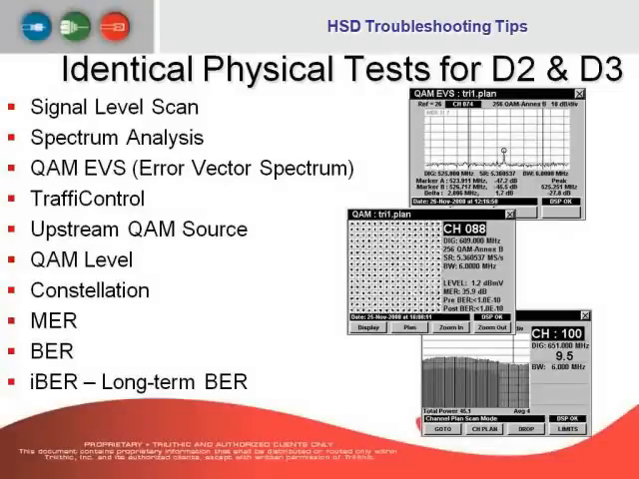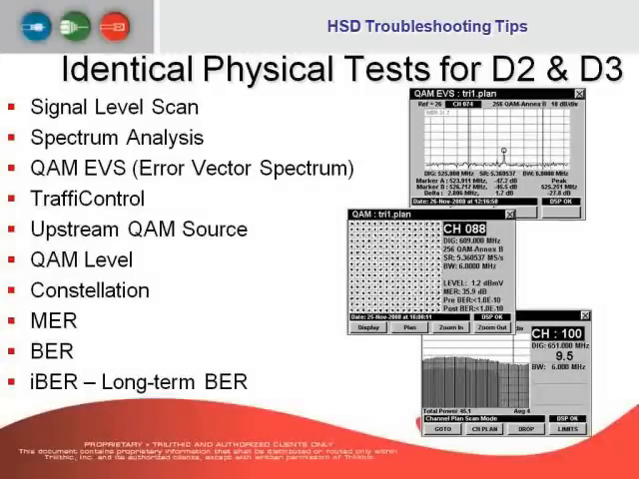The QAM EVS allows you to look under the QAM carrier for any type of distortions that could be impairing the QAM signal. The traffic control, we talked about that earlier, where you can look at the upstream traffic and also determine what type of noise is happening under that modem carrier. The upstream QAM source sends a QAM signal upstream that can be measured inside of the head end to verify what signal strength or power it's getting, and how much insertion loss is happening from where you inject it to where you receive it.